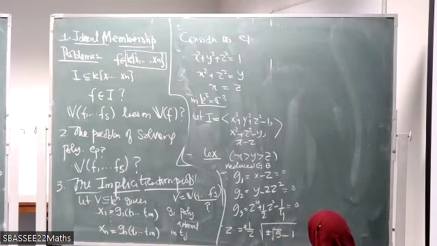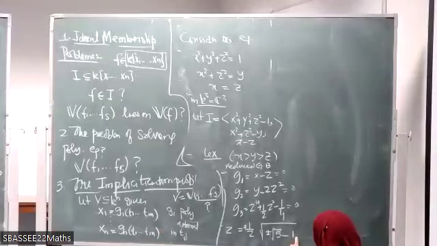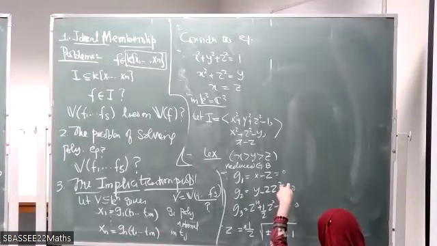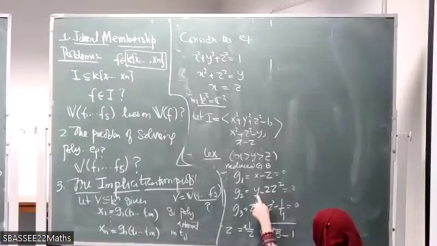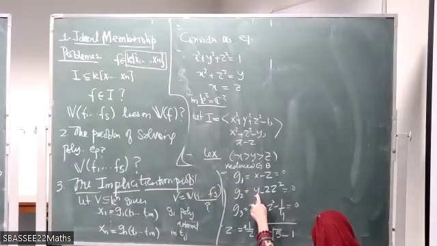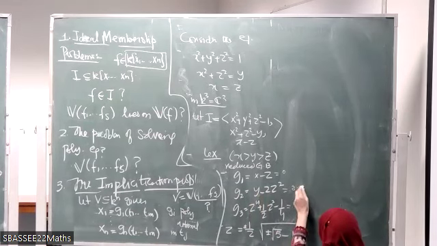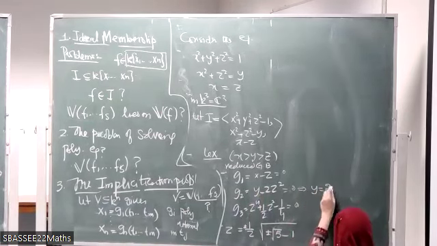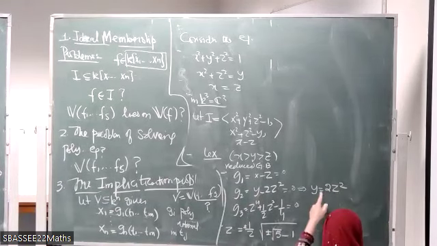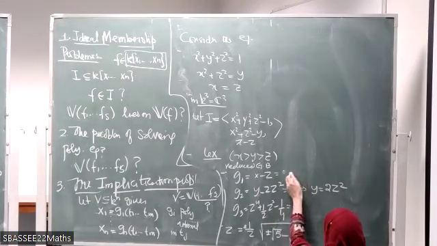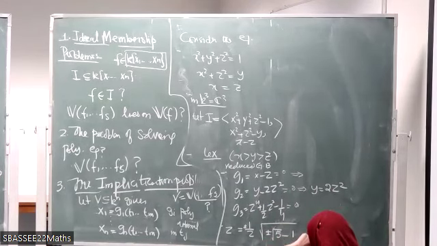Okay, these are 4 solutions. Now what you will do with these 4 solutions, you will substitute them here, and you will get the answer of this one by solving with respect to y. So this gives you y is equal to 2z squared. So this gives you the answer of y.